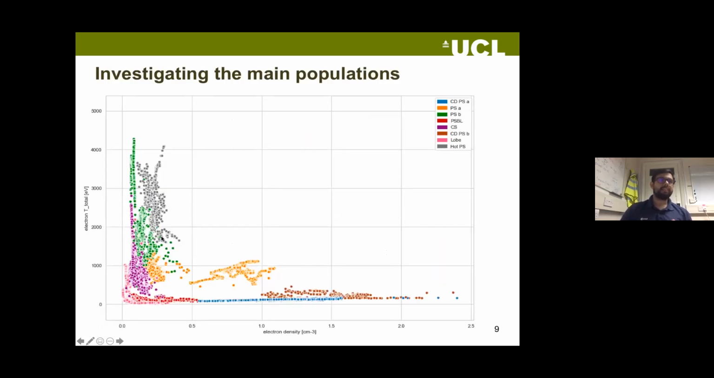As you can see here, I've just plotted the clusters against temperature and density, and we see they do generally seem to stick together in their groups. We get obviously some elongations, however, they are clustered very close to each other.